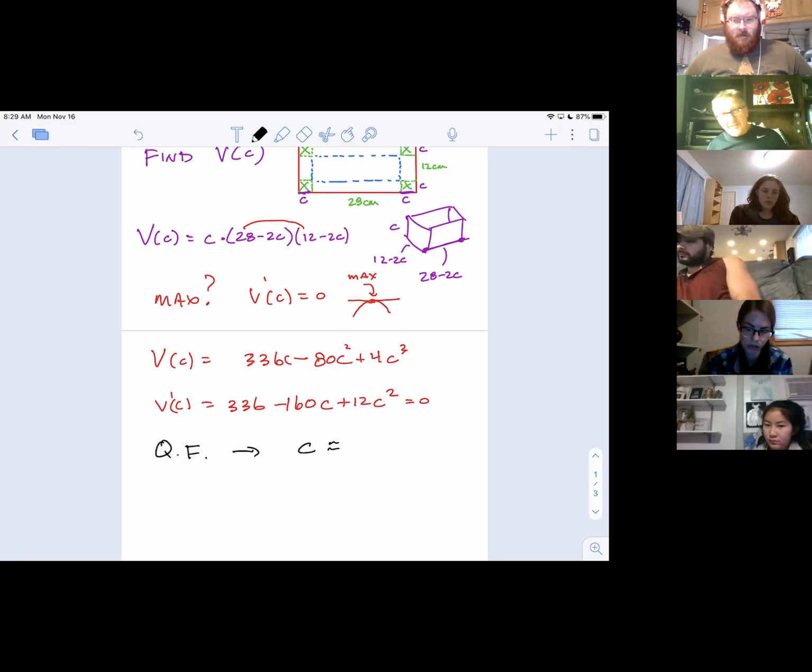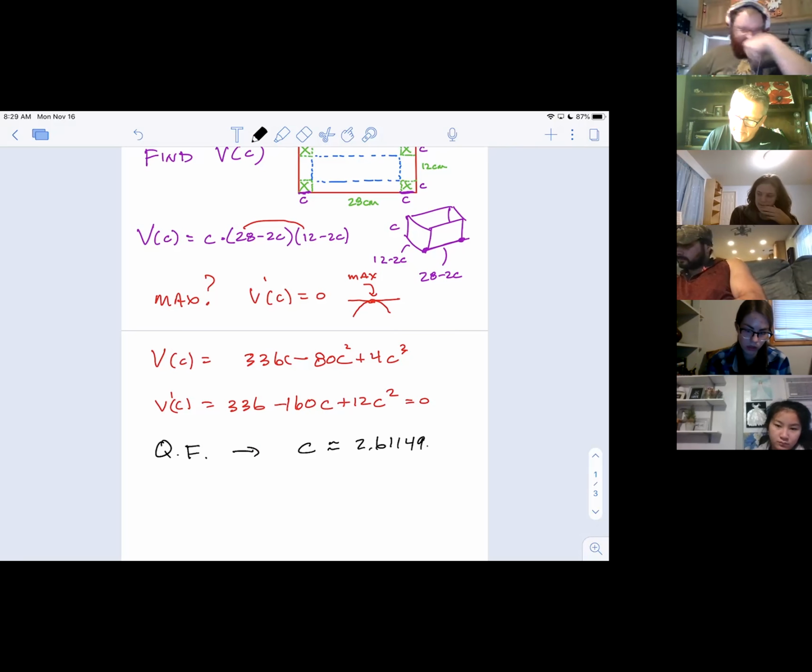And because of my guessing and checking, I'm very happy because I already kind of know what the answer should be. And so it's kind of verifying the algebra. So I got C is, sure enough, 2.6, and I'll write 1149, and it even goes on from there.